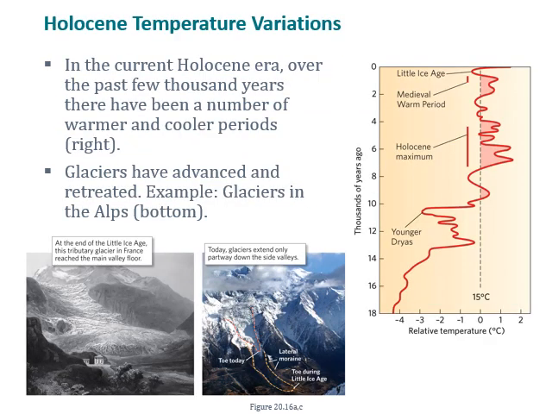In the current Holocene era, over the past few thousand years, there have been a number of warmer and cooler periods, with glacial advance and retreat. These periods are characterized by changes in temperature of several degrees Celsius.